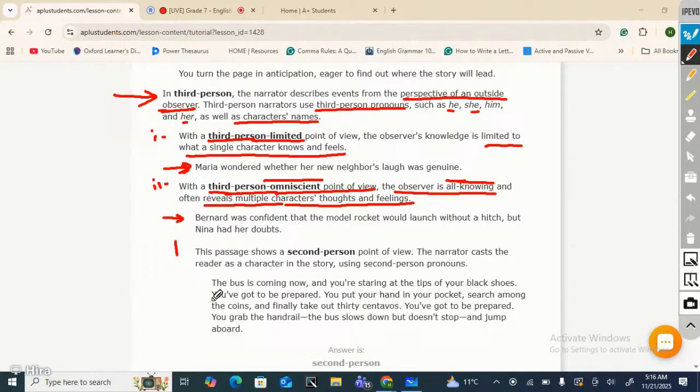Well, in this whole paragraph, these words are used: you, you. So, what does it show? The passage shows a second person point of view. The narrator casts the reader as a character in the story, using second person pronouns.